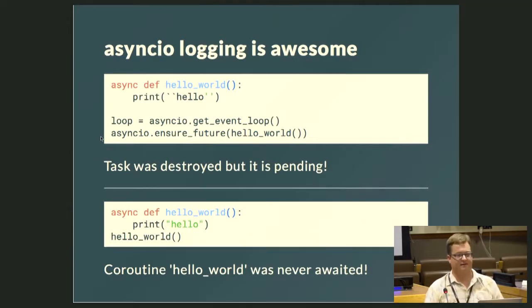And Python 3 detects that. It's like, hey, you never started the loop. There was this task you made, but it's still pending, which is super useful. That doesn't exist in Twisted.